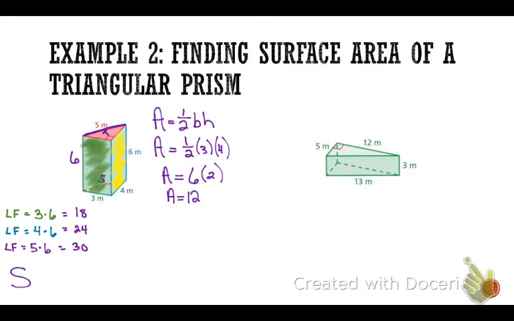Okay, and now to find the surface area, I add everything together. 30, 24, 18, and 12. Okay, and that's 84 meters squared. All right, so we just add everything together, the area of all of our faces together to find the total surface area. All right, and that's where we're going to stop for today for part 1.